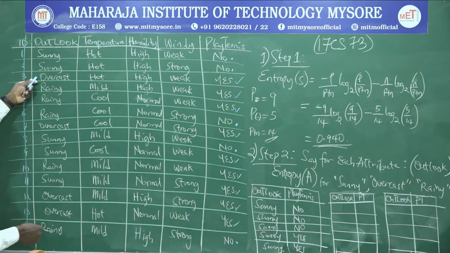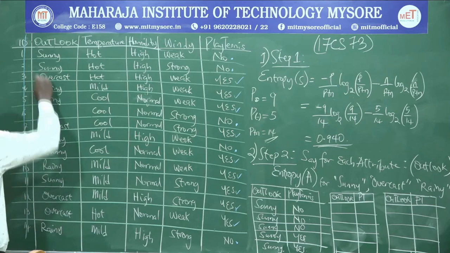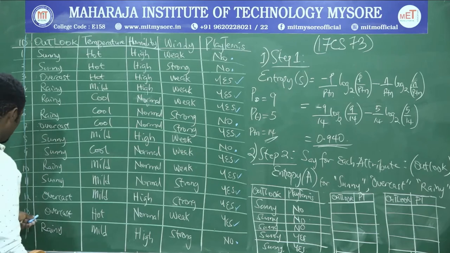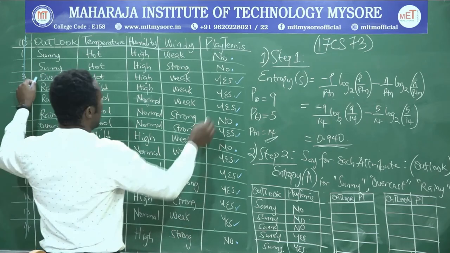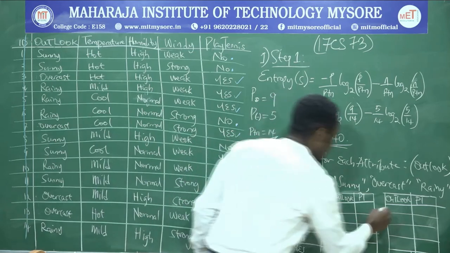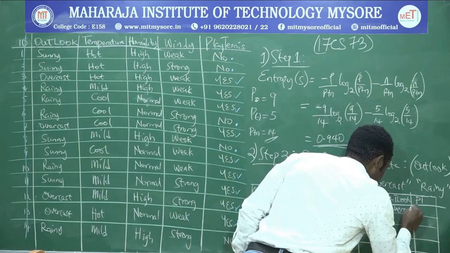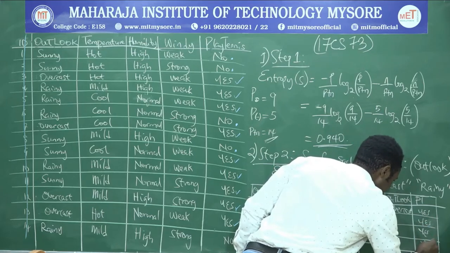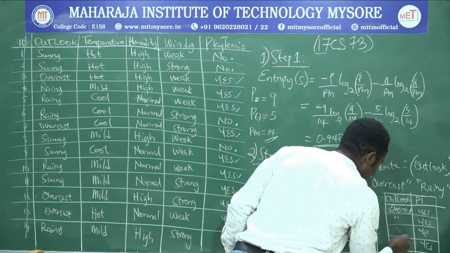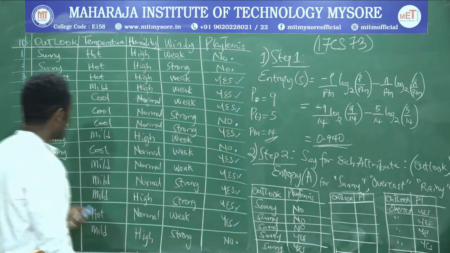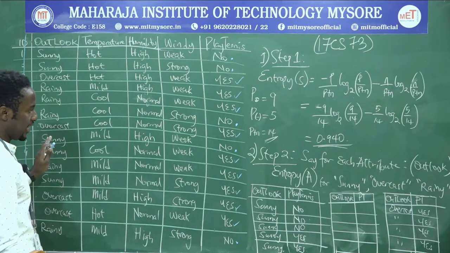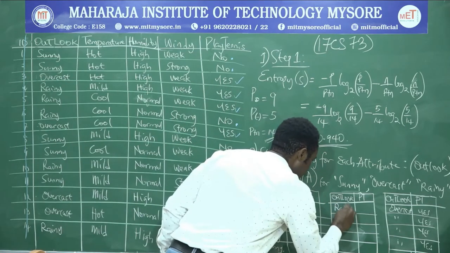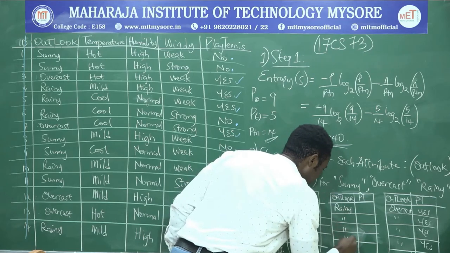Now the next one is what? Overcast. Overcast, let's see. 1, 2, 3, and 4. And I know that all the overcasts are yes. So I go here, overcast, yes, yes, yes, and yes. So this is overcast. Now, what is left now is what? Rainy, right? So obviously rainy will be 5. Yes, I hope you agree to that. So rainy, rainy, rainy, rainy, rainy.